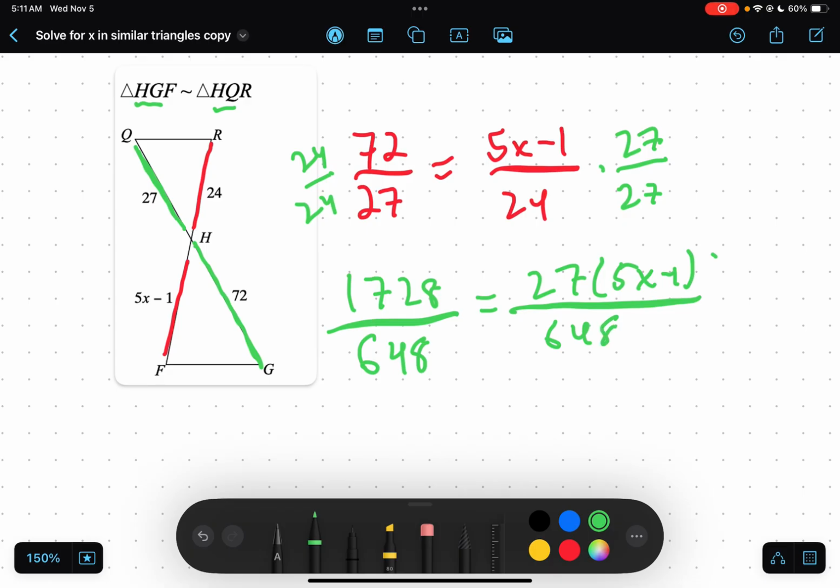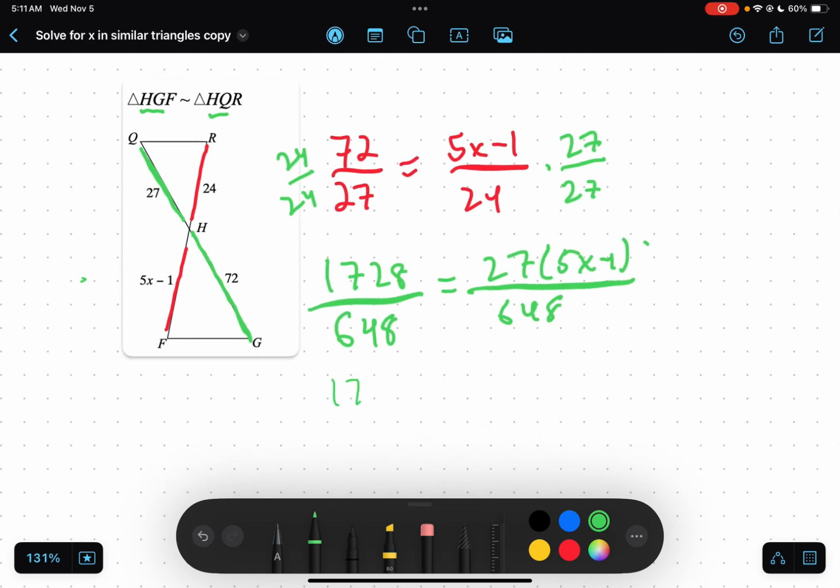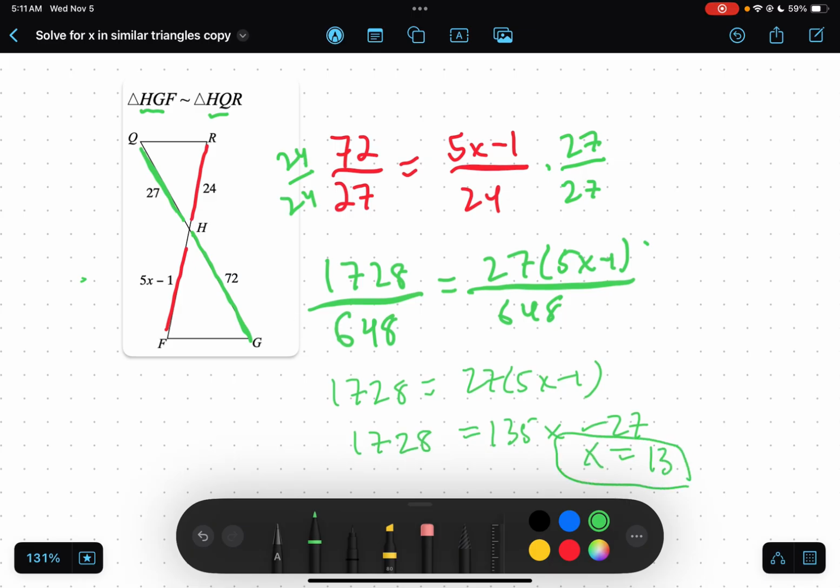Okay, so now let's make my easier equation with my numerators only. 1,728 equals 27 times (5x minus 1). And then if I finish solving that, let's just do it all in one step. 1,728 plus 27, and then divide that by 135. So you should end up with x equals 13. So even if you set up your ratio in a different way, you will still end up with x equals 13 to make equivalent ratios.